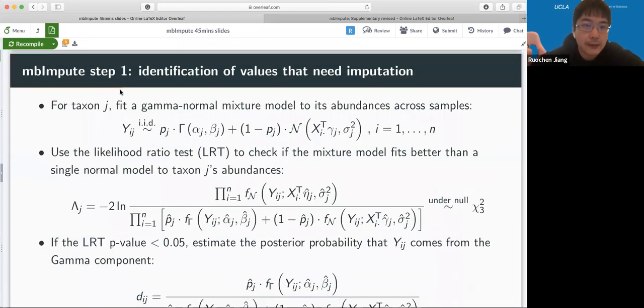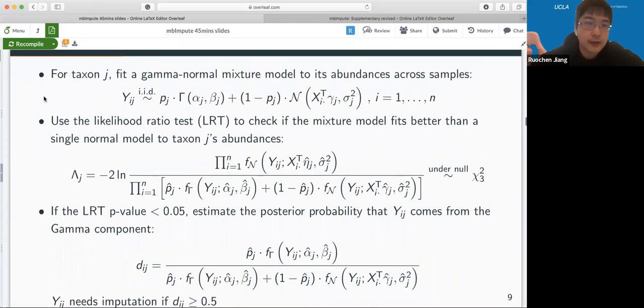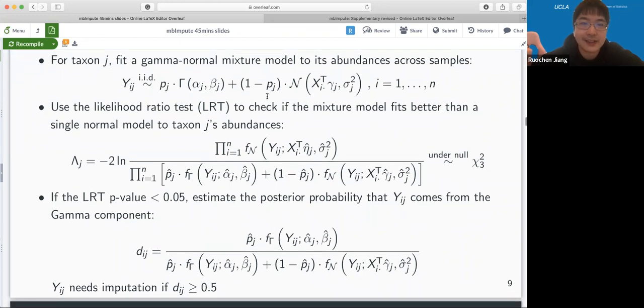The first step is to identify the values that need imputation, which we regard as non-biological zeros. First, this is actually a mixture model. You may think it's kind of intimidating, but I will explain step by step how we come up with this formula. We also use the likelihood ratio test to check if the mixture model fits better than a single normal model to taxon j's abundances. And if the likelihood ratio test is significant, we will estimate the probability that Yij comes from a gamma component.